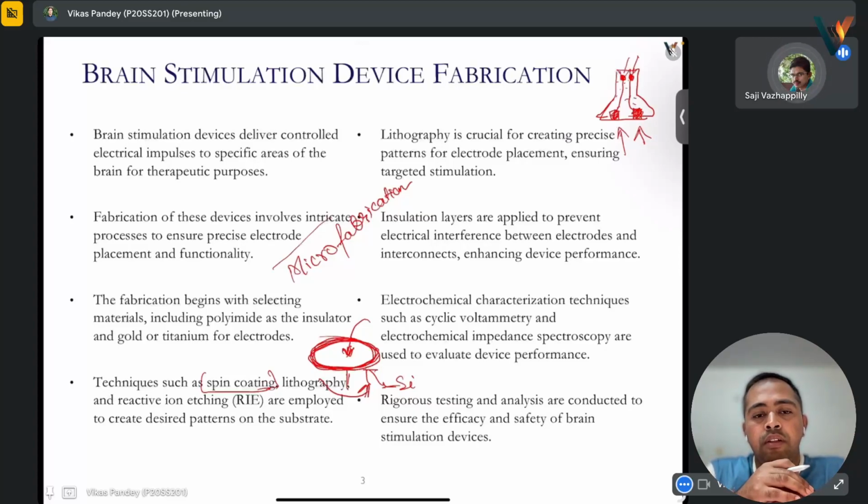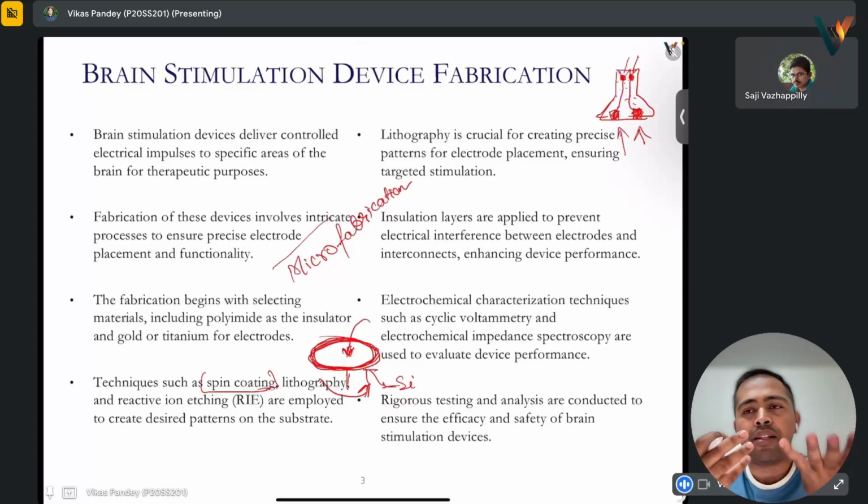Yes, because of the angular acceleration and centrifugal forces, it will go outward, and a thin layer is uniformly coated. Then generally it is soft baked, slightly heated so that it settles and sticks to the substrate.